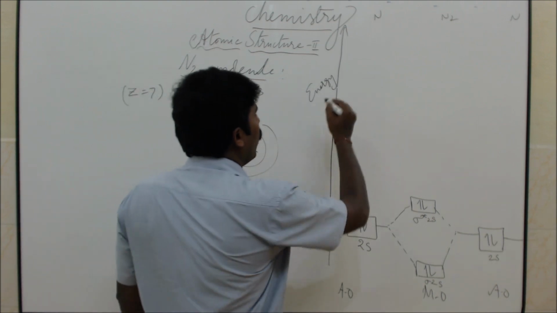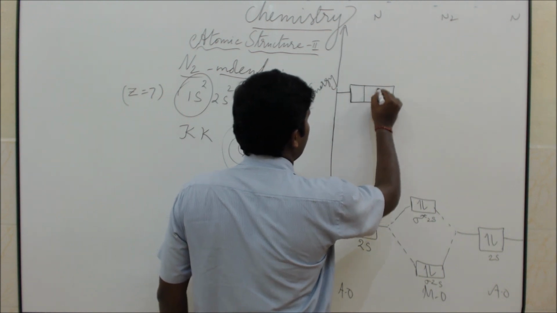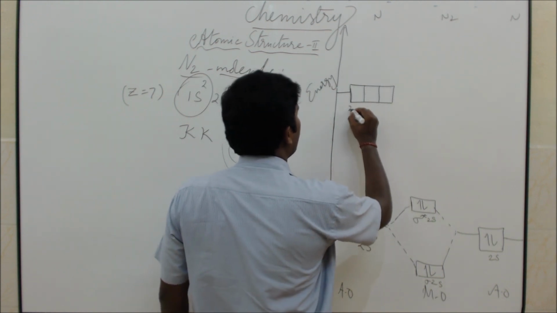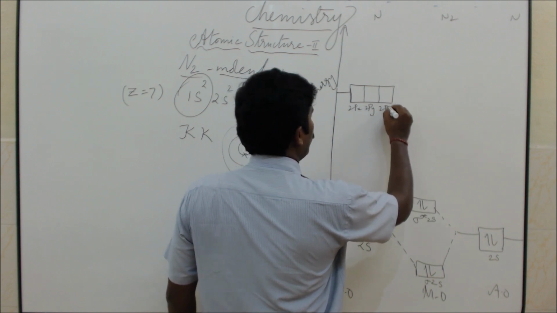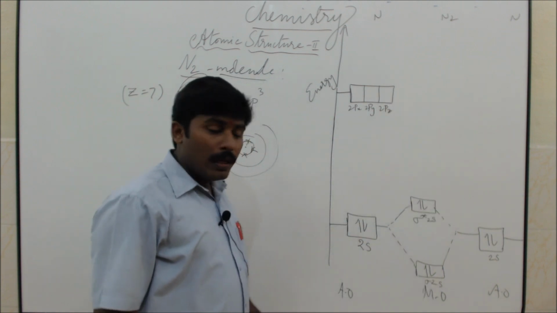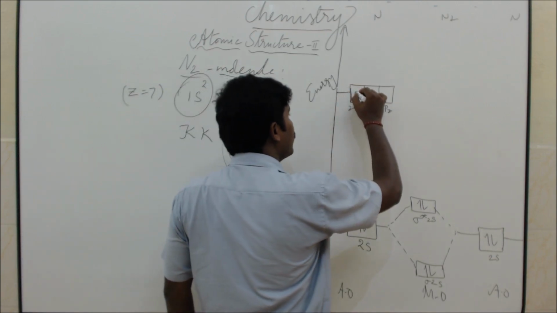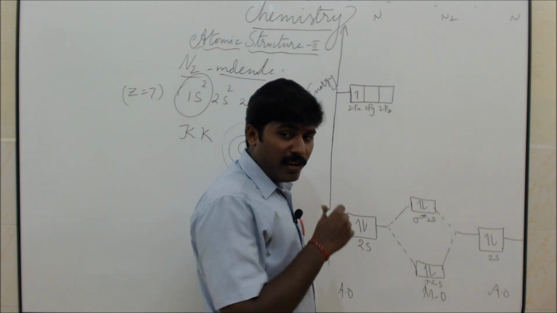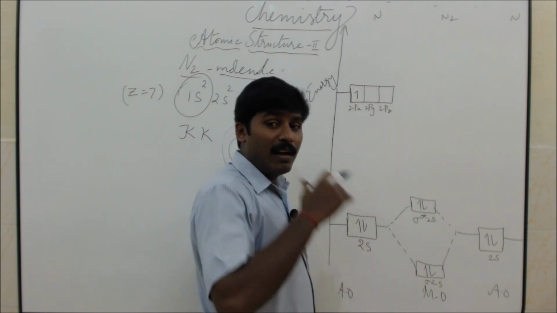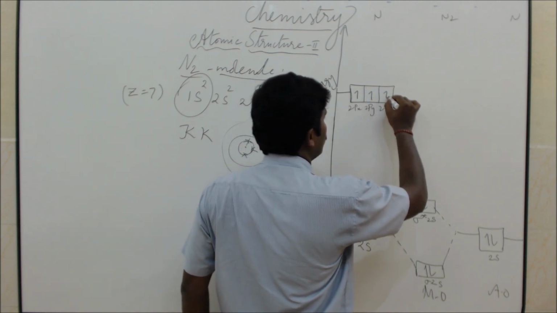Next after 2s is 2p. The p orbitals split into 3 types: 2px, 2py, 2pz. How many electrons do you have? 3 electrons in each atom. You can't fill 2 and 1 directly, because according to Hund's rule, you have to fill all the orbitals singly until every orbital is singly occupied. So 1, 2, 3.